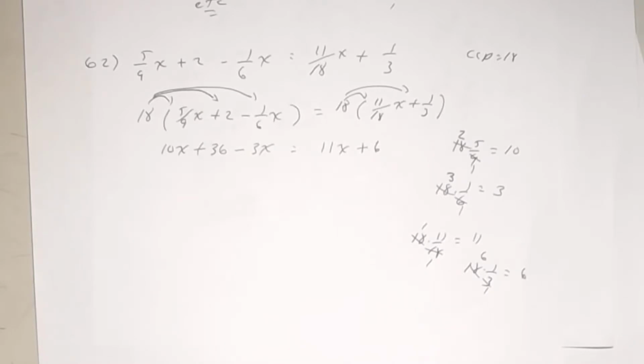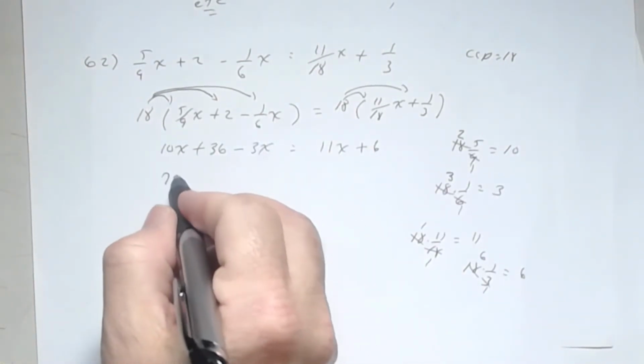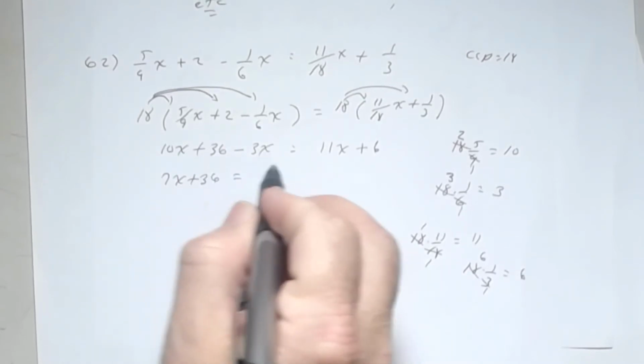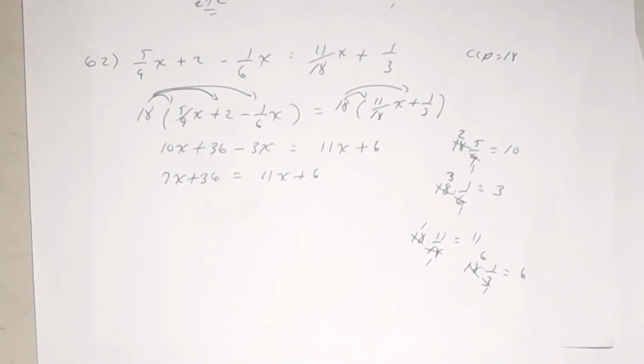So what's the next step? Combine like terms, and I can combine like terms on the left. So it's 10x and a negative 3x. Okay, so 7x plus 36 equals 11x plus 6. All right, do you want to bring the variables to the left or the right? The left? All right, so what are you going to do to both sides?